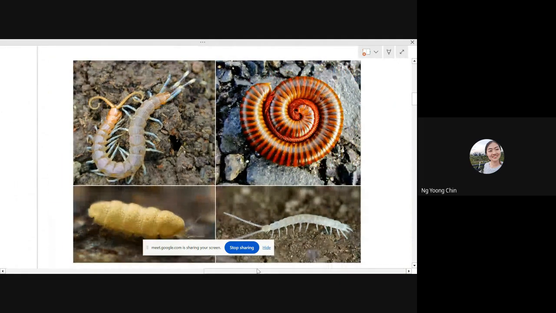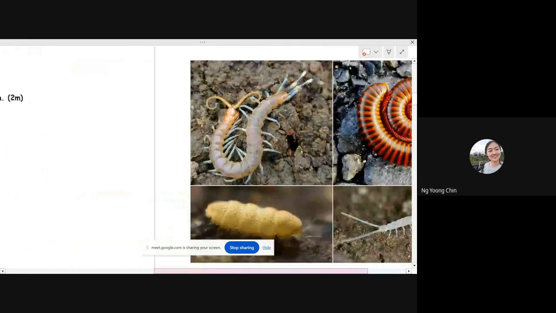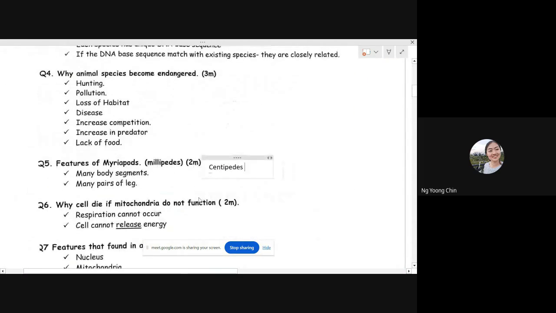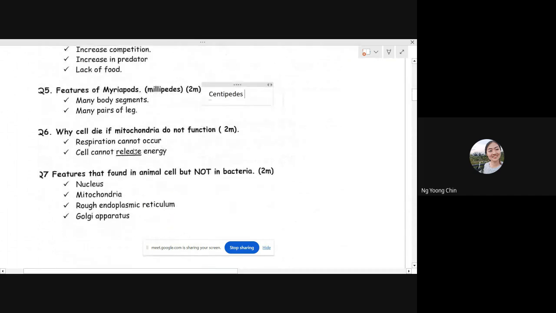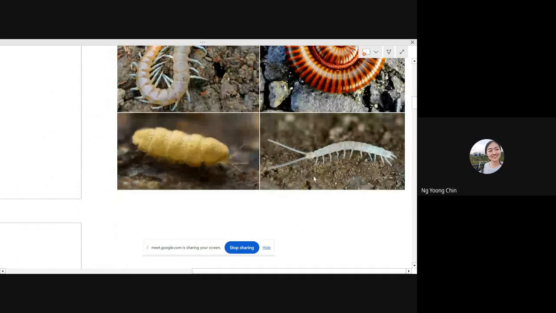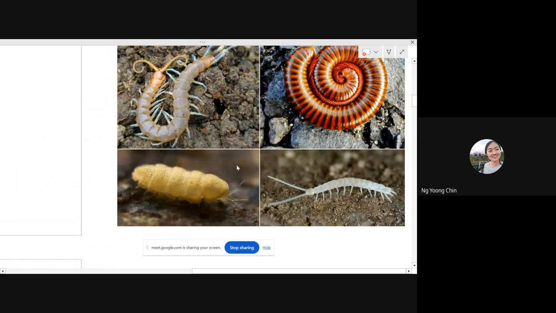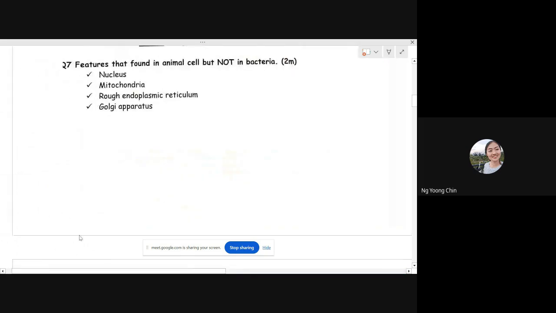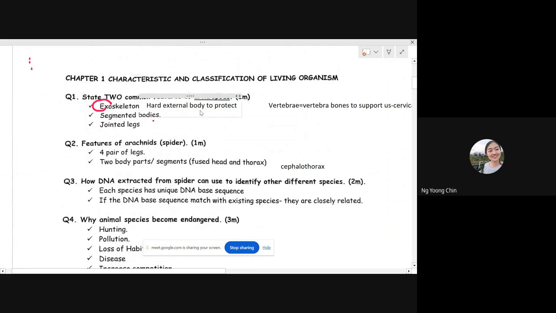Their characteristic is they also have many jointed legs. See, they have many pairs of legs. In myriapods, you are unable to calculate how many legs in total, because they can have around 20 pairs, 30 pairs, or 50 pairs of legs. It's not like in the arthropods, where you can calculate the legs.